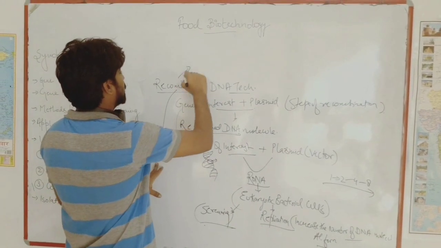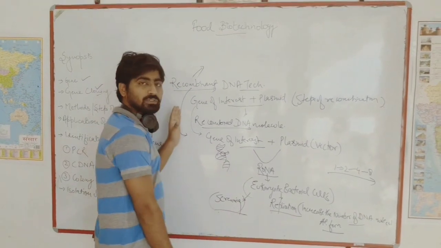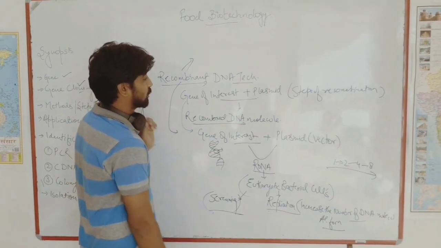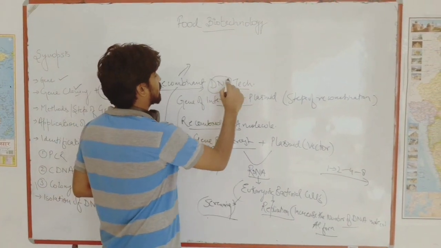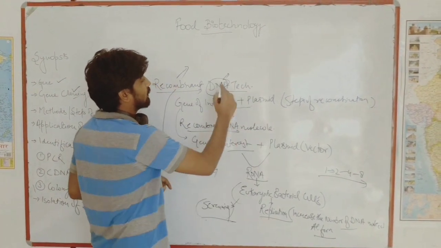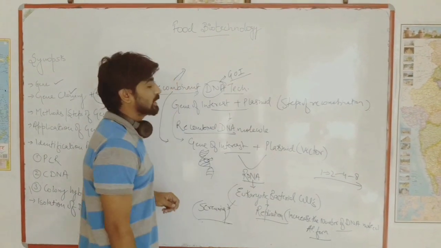So what is recombinant DNA technology? Now we will brief the introduction. We have talked about the steps involved in the recombination of the DNA molecule. So what is recombinant DNA technology? It is a technology where DNA sequences are combined, containing the gene of interest, that is GOI. In short, it is written as GOI.